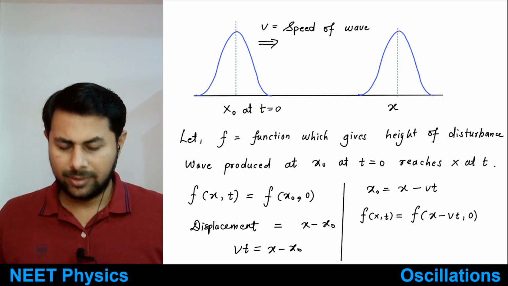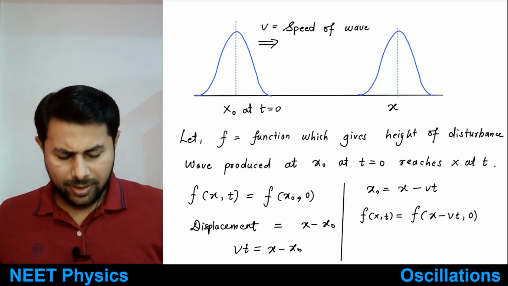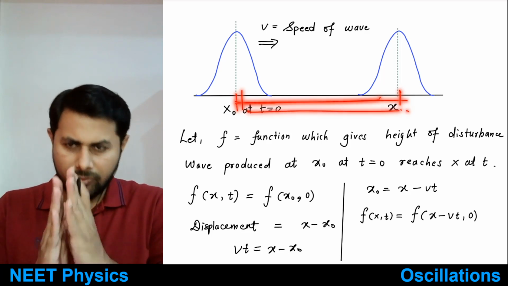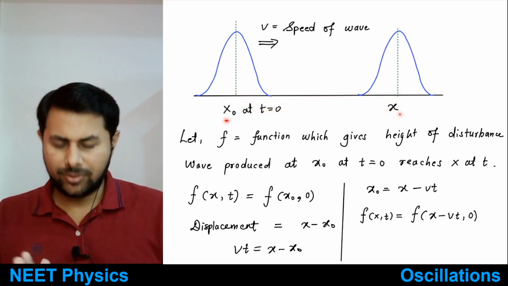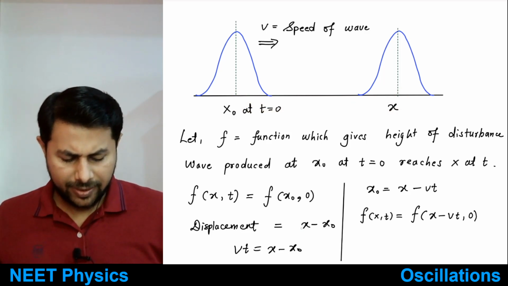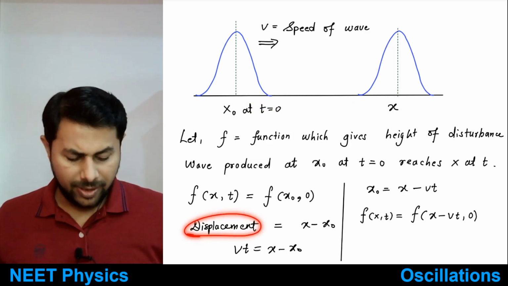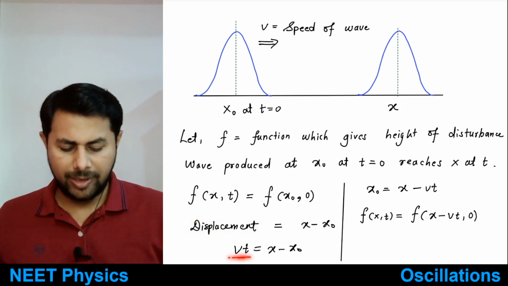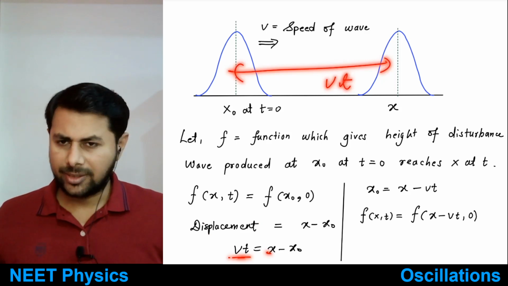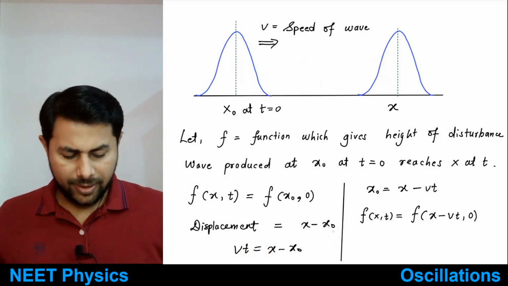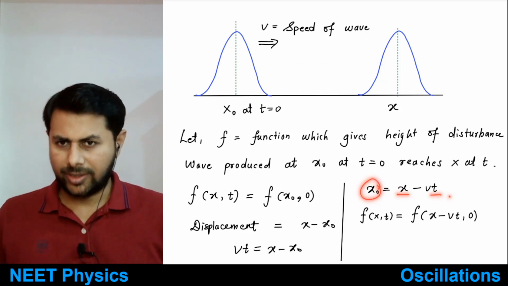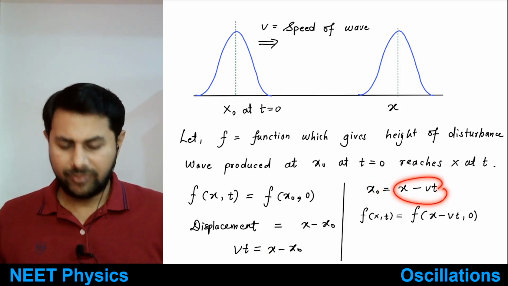Then you have the displacement between these two. The wave is displaced from x naught to x. What is the displacement? x minus x naught, and you can always write that displacement is equal to vt, speed multiplied by time. So vt is equal to x minus x naught, or you can say x naught is equal to x minus vt. What is x naught? It is x minus vt.